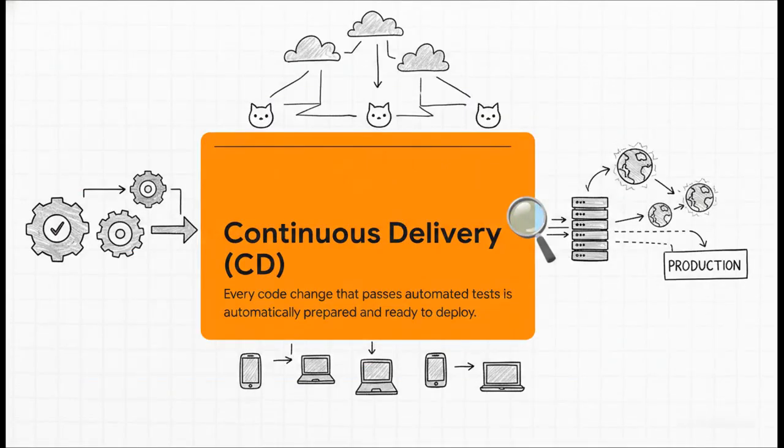If something's broken, you know in seconds, not weeks down the line. The other half of the puzzle is CD, continuous delivery or continuous deployment. So continuous delivery means that every time your code passes all those CI tests, it's automatically packaged up and made ready for release. Continuous deployment, well, that takes it one step further. If the tests pass, boom, the code goes straight to production. No human has to touch it.